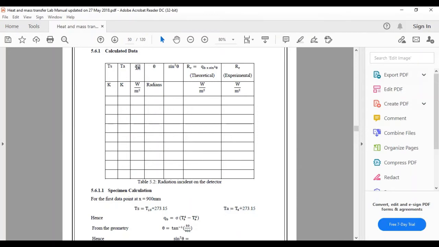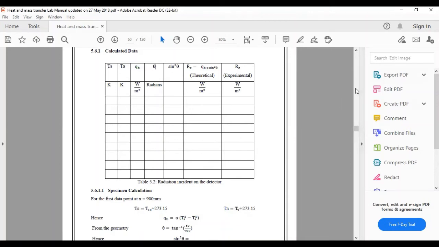Now this QB is the heat emitted per unit area, and this is equal to this equation: Stefan Boltzmann constant into Ts power 4 minus Ta power 4. The value of this Stefan Boltzmann constant is 5.67 into 10 raised to power minus 8. We have got it from literature. You will use the value of this constant, and then you will use this equation to calculate the value of this QB.